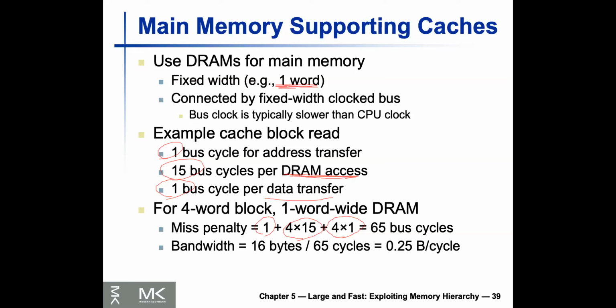It's going to be 65 cycles for the miss penalty. And it's going to lower our bandwidth to 16 bytes divided by 65 cycles, which is a very, very slow number of 0.25 bytes per cycle. So at each cycle, the bandwidth we're going to use is 0.25.